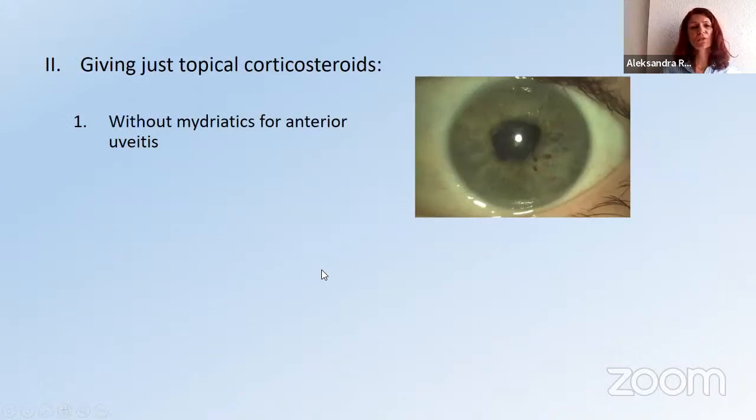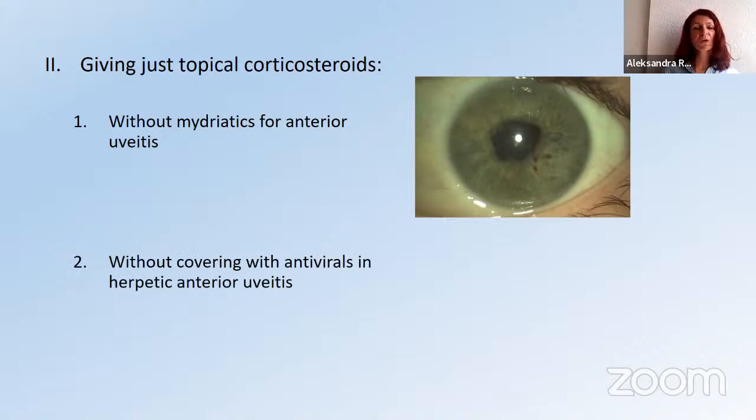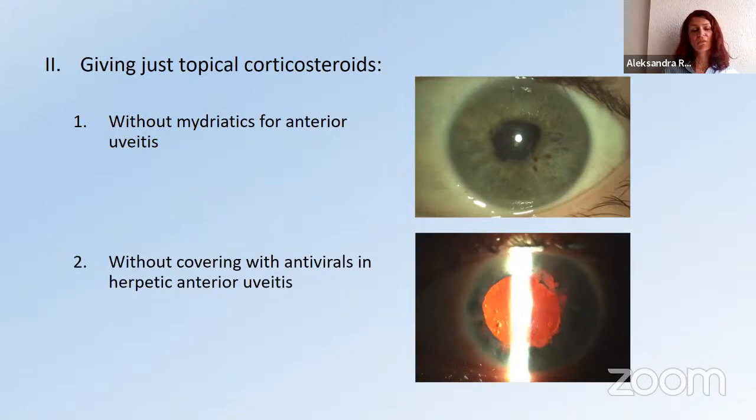Then giving topical corticosteroids without mydriatics for anterior uveitis. Our patients do not like mydriatics because, of course, they are very young. They need the vision for near vision, and also they don't like very light areas. So mydriasis is not very pleasant for them, but they need it because otherwise they develop posterior synechiae. Or if a patient has herpetic anterior uveitis, you have to cover with antivirals, or otherwise you will have a poor outcome.